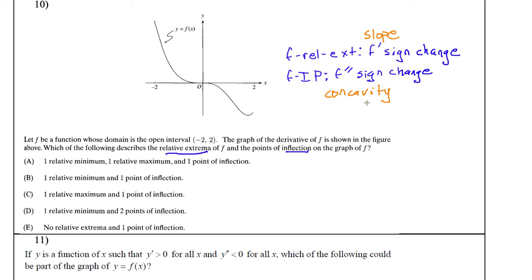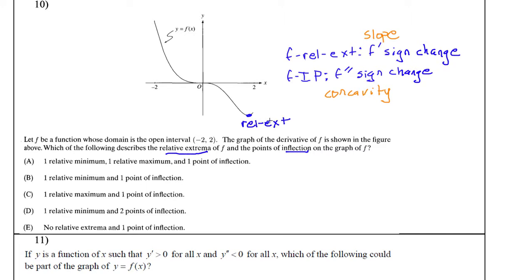So it's asking, where do you change slopes? So let's check it out. I have a negative slope, negative slope, negative slope. It goes to 0, but then it continues being negative slope until there's only one spot that you have a relative extrema, and it's right there. Then I change from a negative slope to a positive slope. So I have one relative extrema, and it's right here.